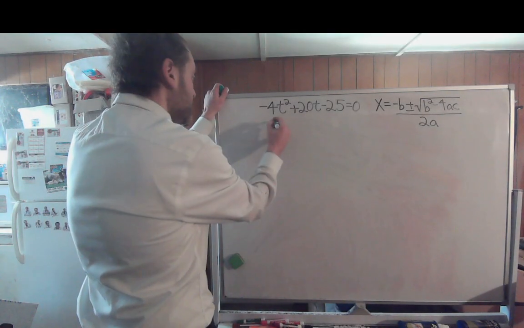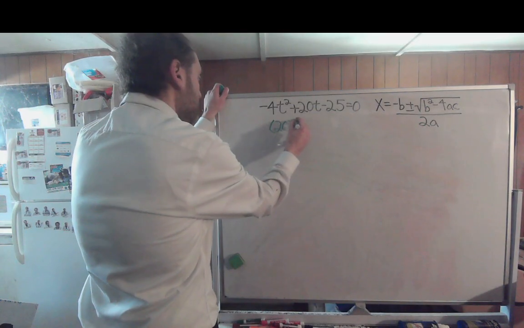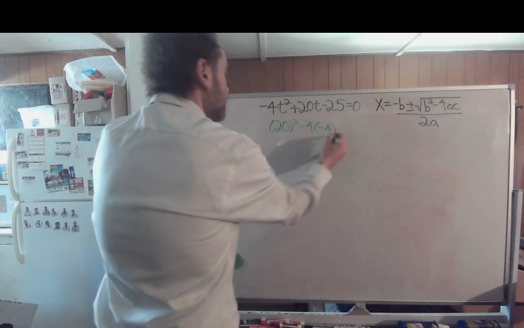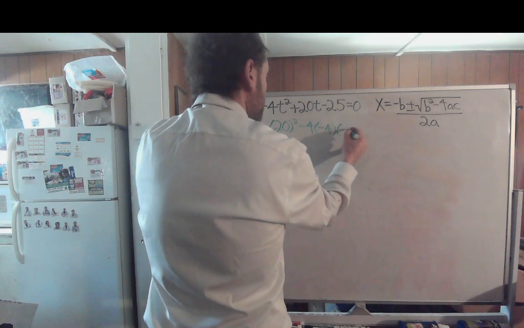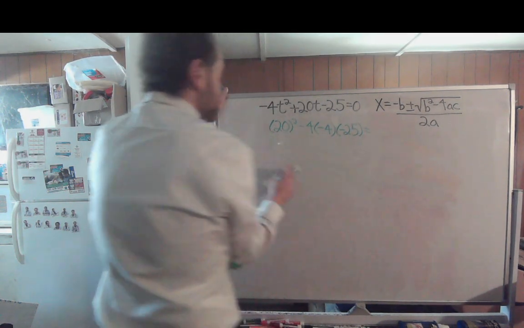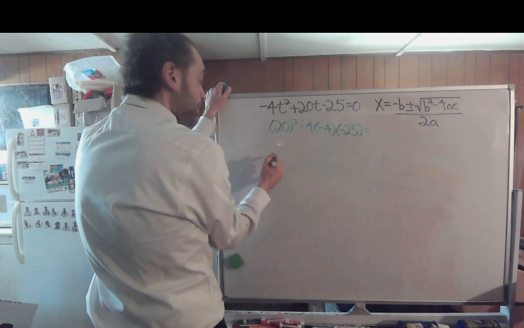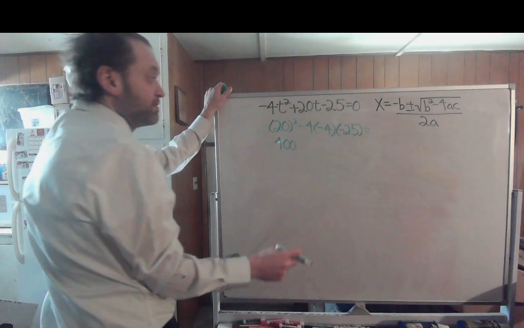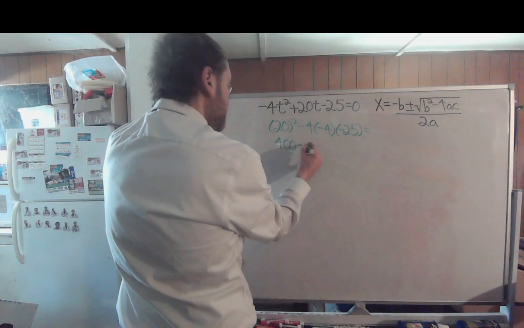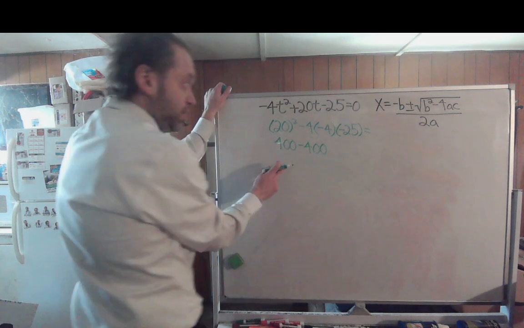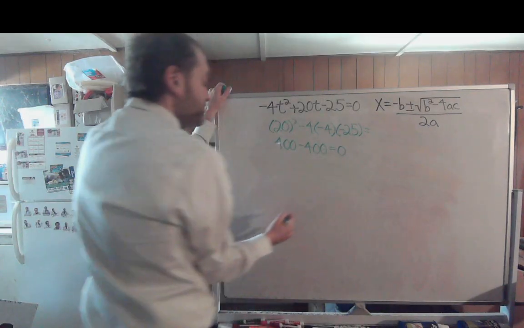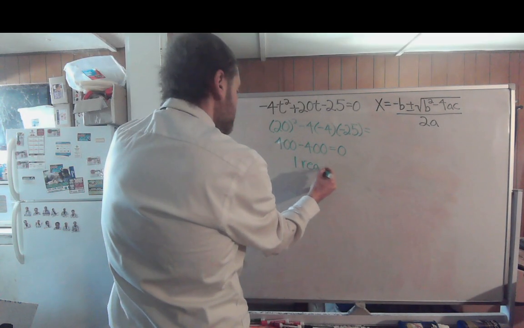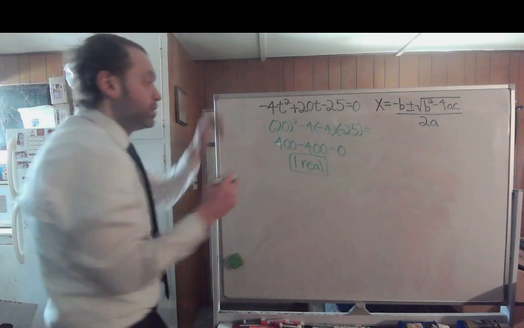So take your b squared, that would end up being 20 to the second power minus 4 times your a of negative 4 times your c, which is negative 25. So 20 squared is going to end up being 400. So negative 4 times negative 4 is positive 16 times negative 25. That's minus 400. So 400 minus 400 equals 0. Since your discriminant is exactly 0, you'll have one real solution to this.